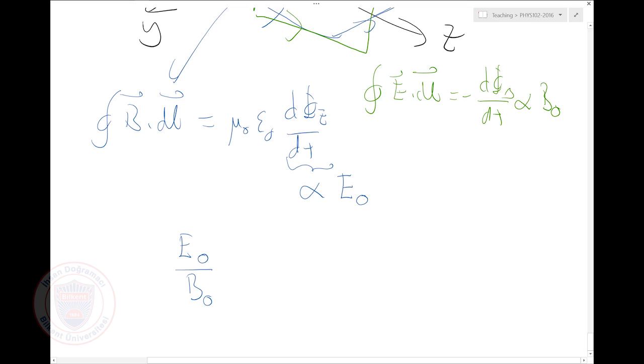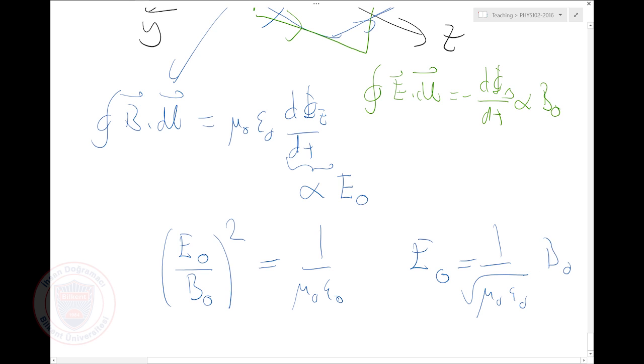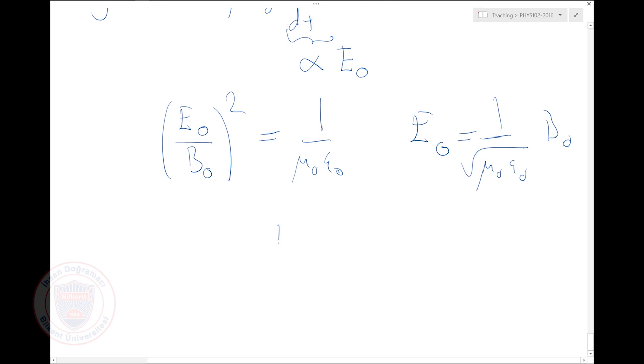I'm doing this twice, B0 to E0, E0 to B. E0 over B0 squared must be just the inverse of that, right? 1 over mu 0 epsilon 0, or E0 must be 1 over square root of mu 0 epsilon 0 times B0. And what's 1 over square root of mu 0 epsilon 0? It's the speed of light. That was the amazing thing. E0 must be c times B0.